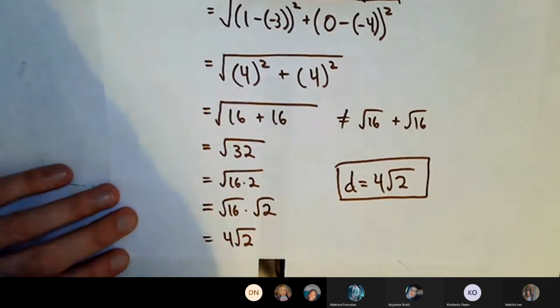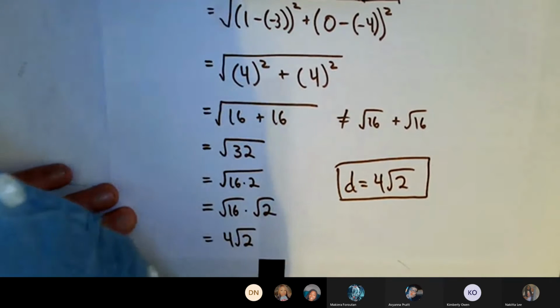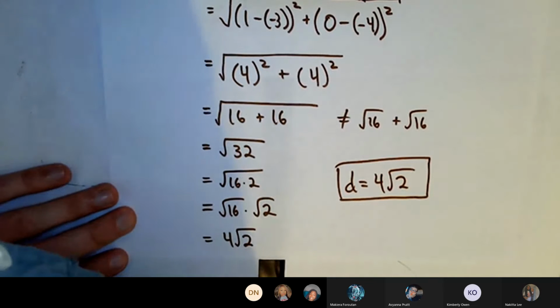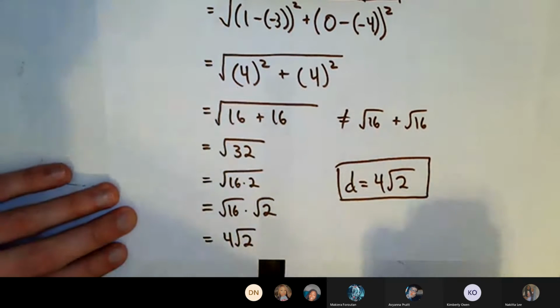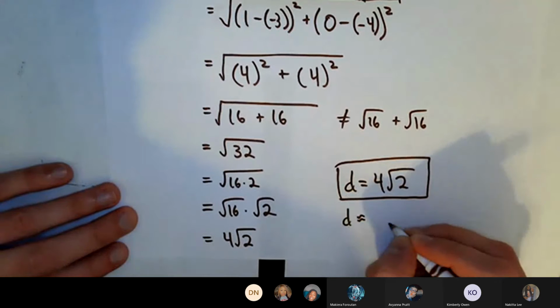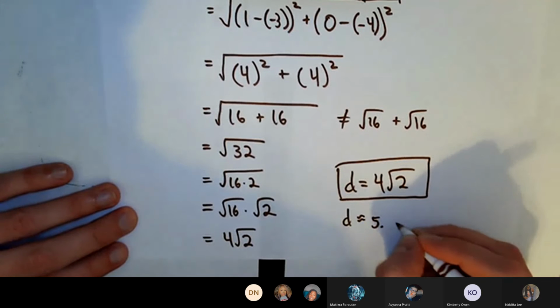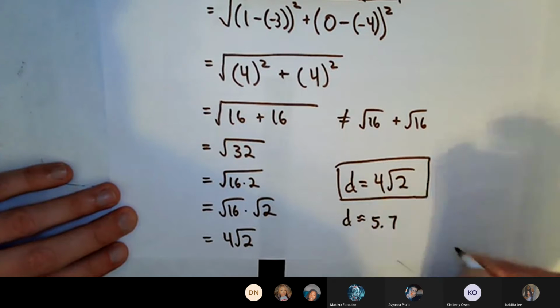By the way, what is that approximately? Let's see, I'm going to plug it into the calculator, the square root of 2, and then times 4. So D is approximately 5.7, I'll just round to the tenths place.